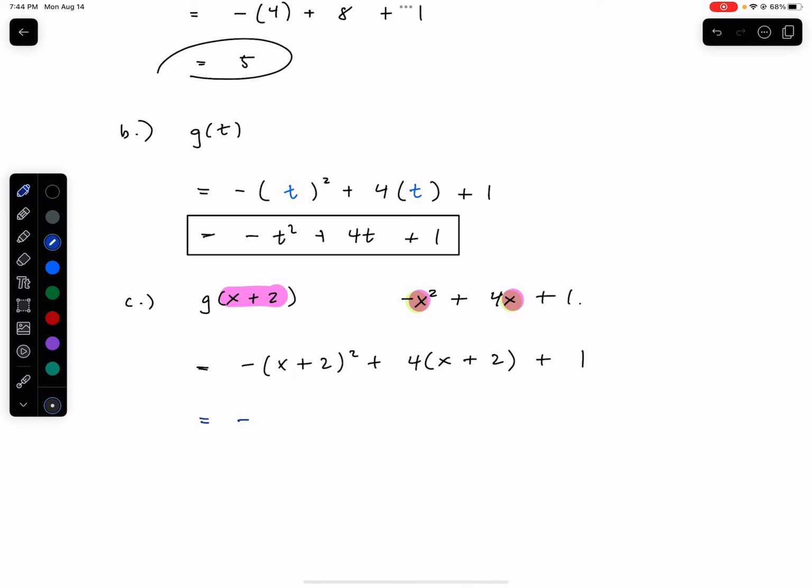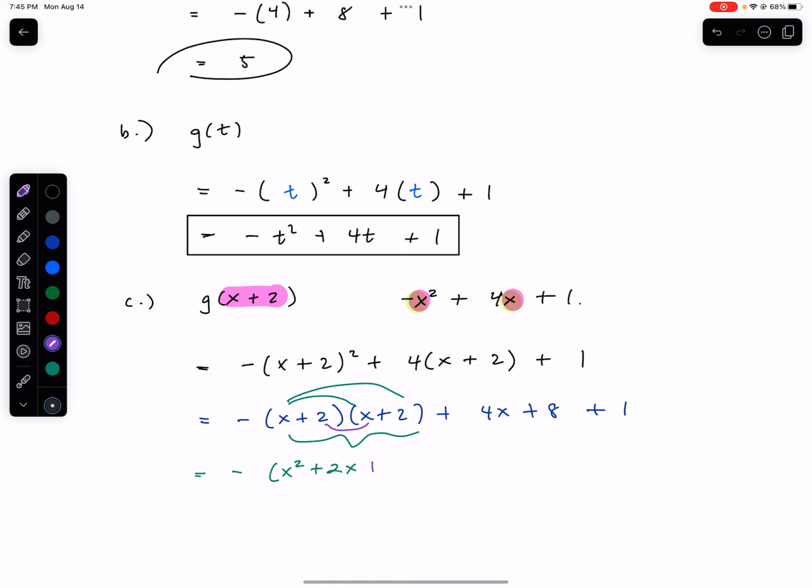Well, x plus 2 squared is the same thing as x plus 2 times x plus 2. Distributing the 4, you'll get 4x plus 8 plus 1. Okay, I'm going to multiply this out. So x times x is x squared. X times 2 is 2x. Then 2 times x is 2x. 2 times 2 is 4. Okay. Plus, simplifying the outside, you're going to get 4x plus 9.